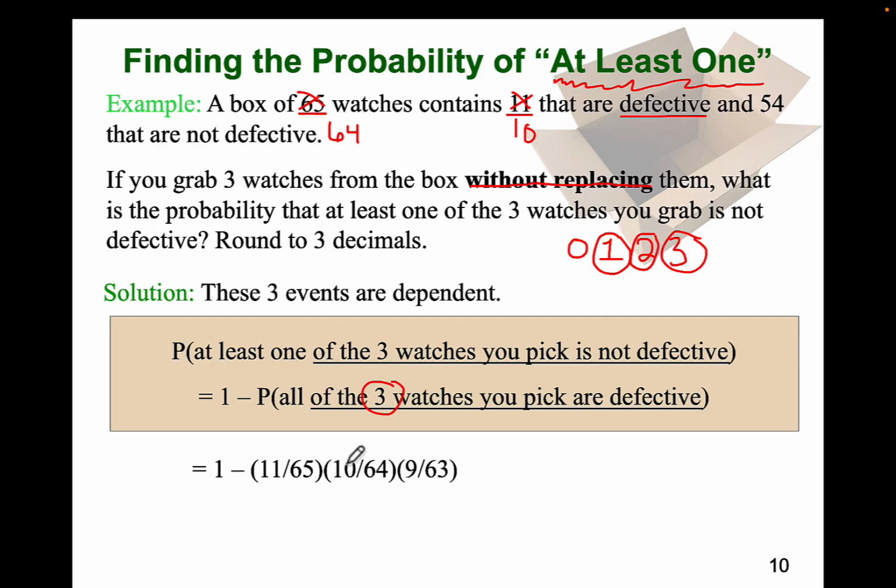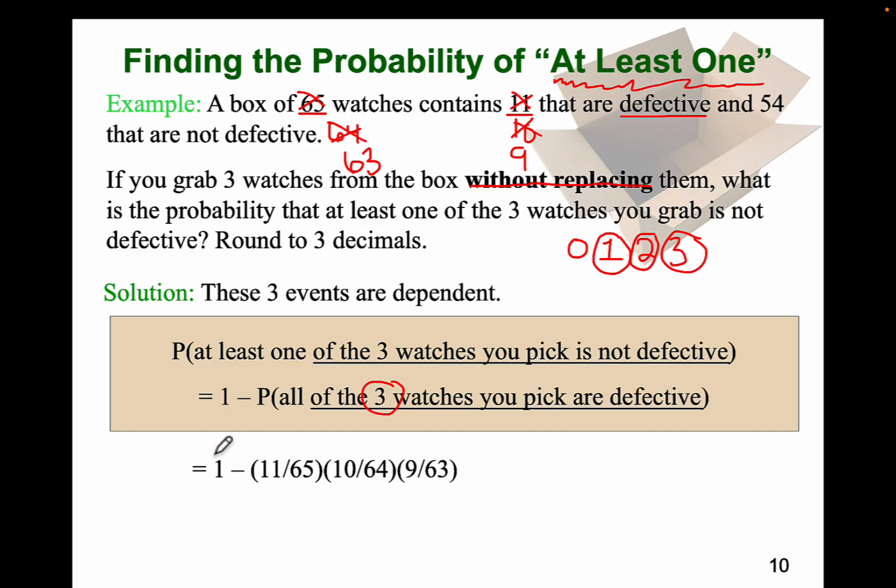So second fraction, we take another watch out, 10 out of the 64, probability that we pull one of those defective ones again. That's where the 10 and the 64 came from. After we pull that watch out, these numbers count down. There are 9 defective left in the box and 63 total left in the box. That's where the 9 out of 63 comes from.